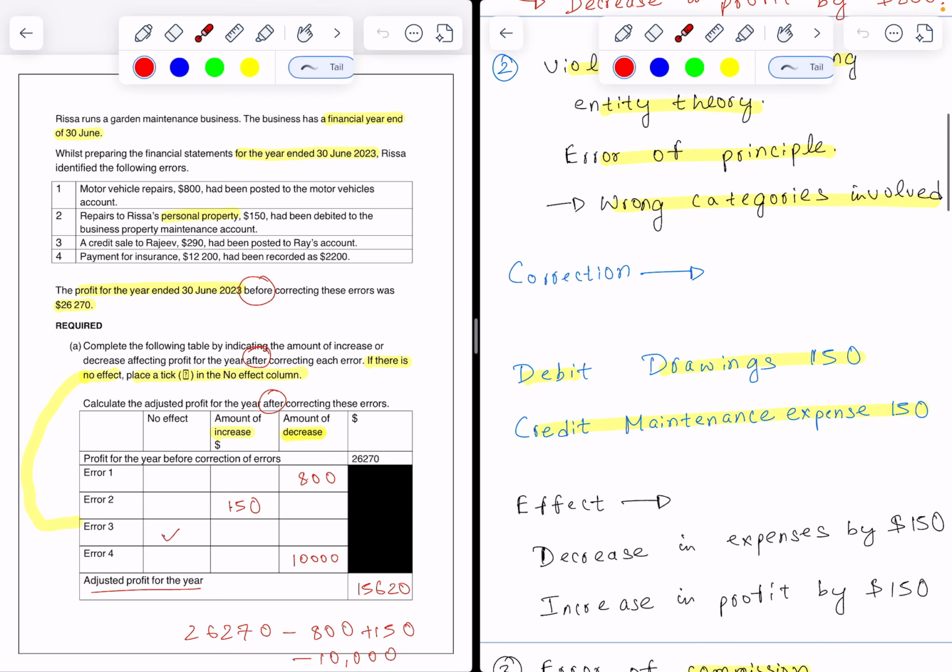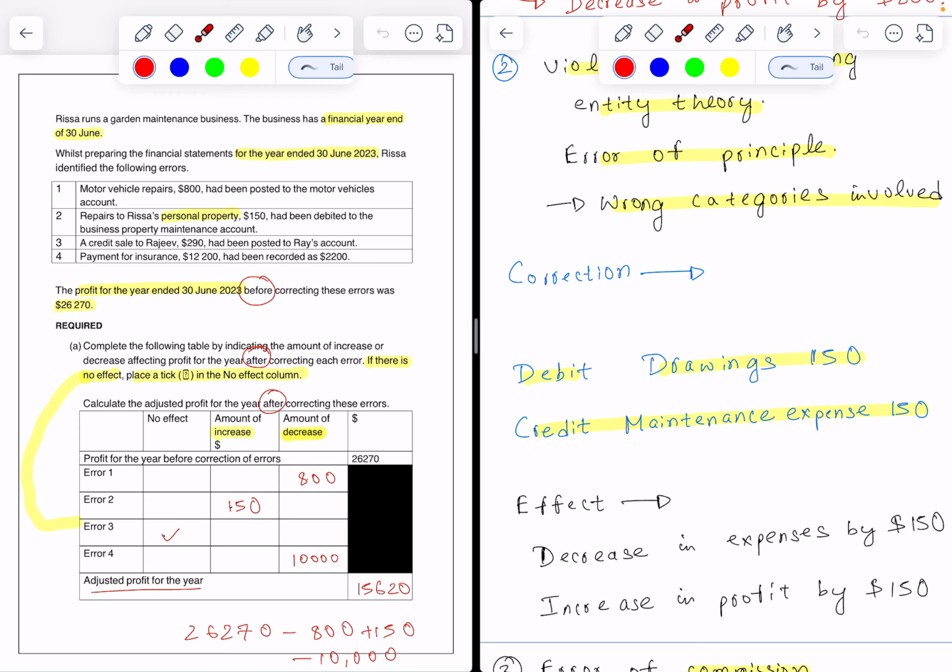We understand that we have wrongly recorded $150 by debiting the business property maintenance account. When we would have debited the business property maintenance account, we would have done it because we thought that expenses are going up. But now that we're correcting this, we know expenses have to be reduced. And when expenses have to be reduced, we credit them. So we are crediting the maintenance expense account by $150.